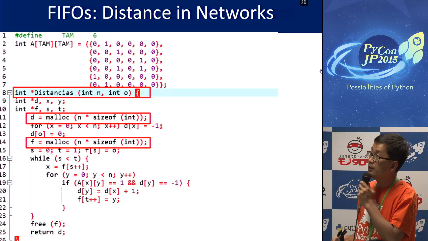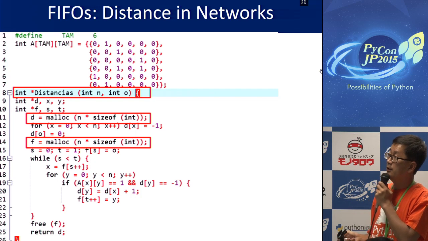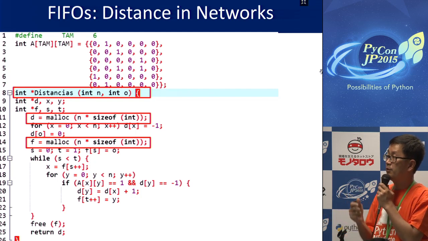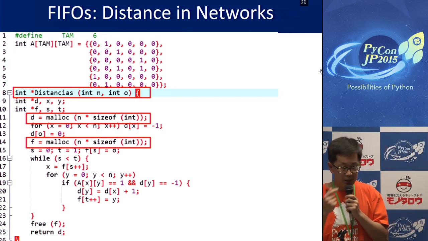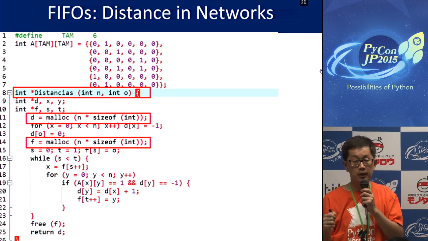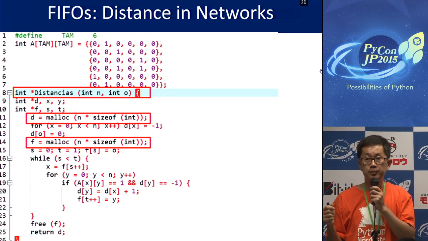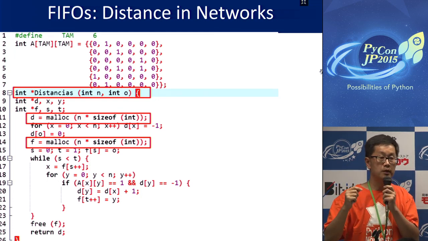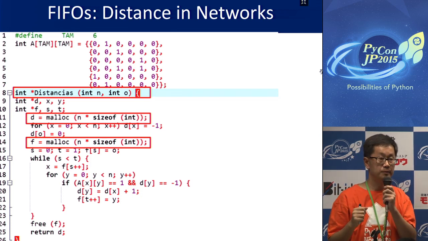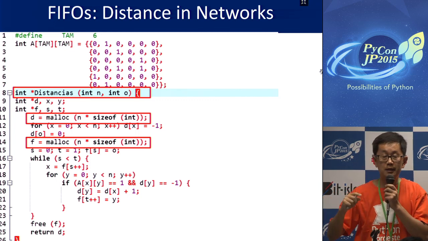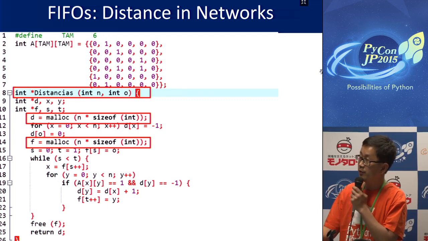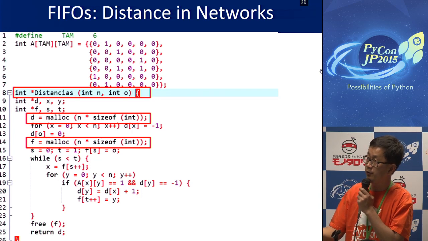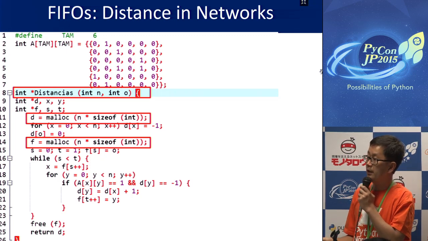The C implementation is quite confusing because, for example, we have int star. Int star in C language has two meanings. In one way it is a pointer to one integer. In the other way it is a dynamic array of integers. In this case, we return an array of integers that is allocated dynamically.